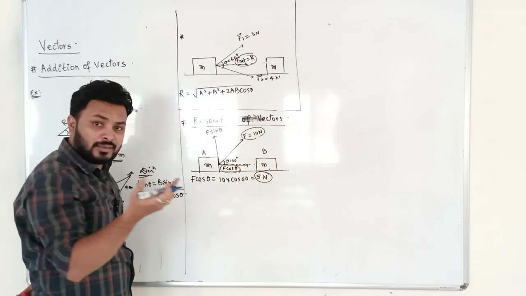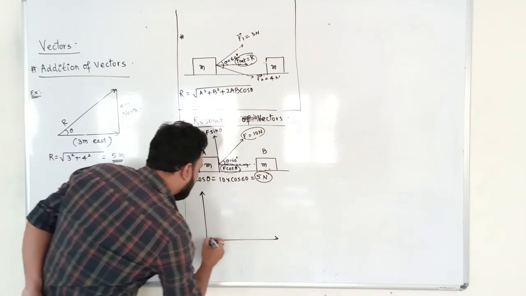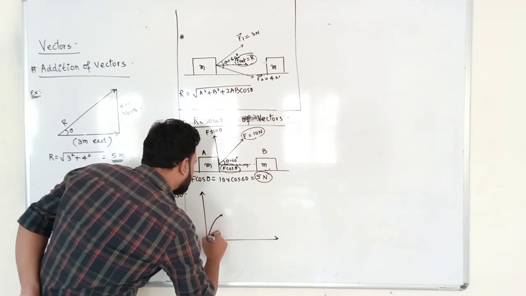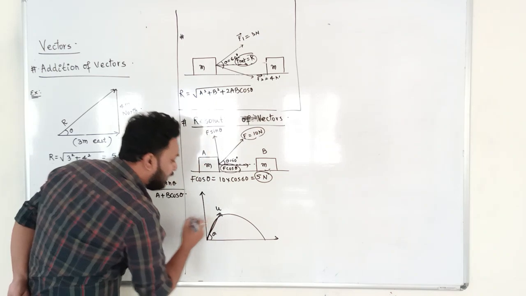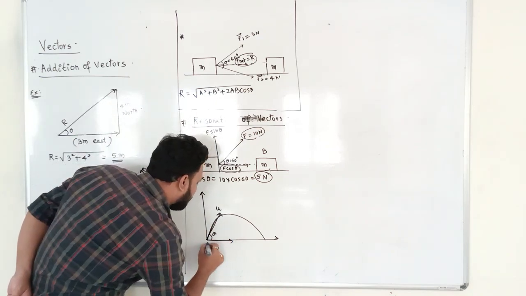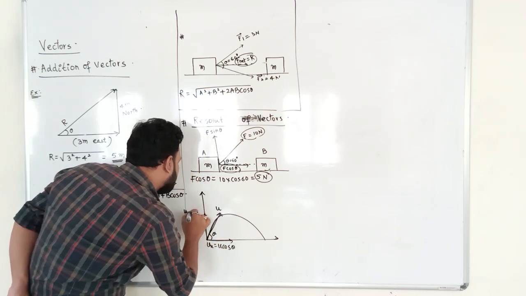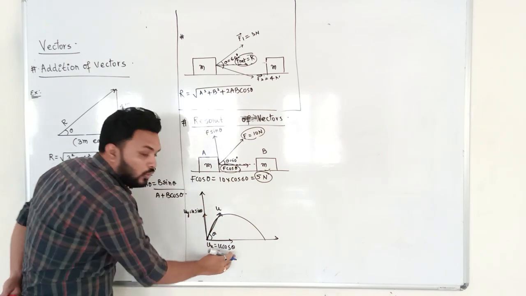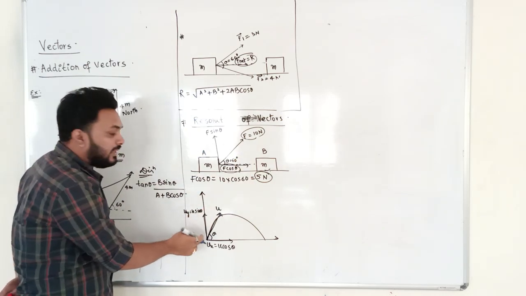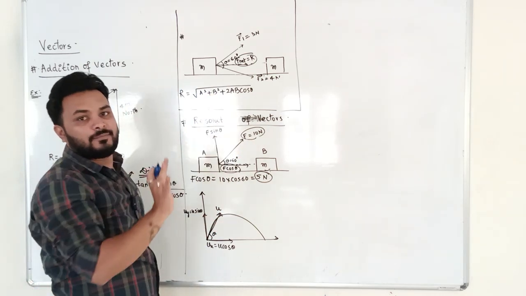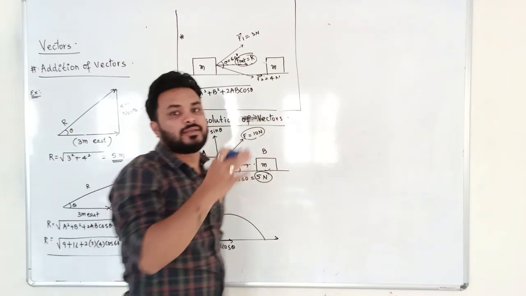Correct? No? See here, in the projectile also we have seen. Suppose, let's say, we are throwing a ball like this with the initial velocity, making angle theta. See here, this is the x component, ux equal to u cos theta, and uy will be u sin theta. Correct? No? See, u cos theta is helping the object to move forward, whereas u sin theta is helping the object to achieve the height.